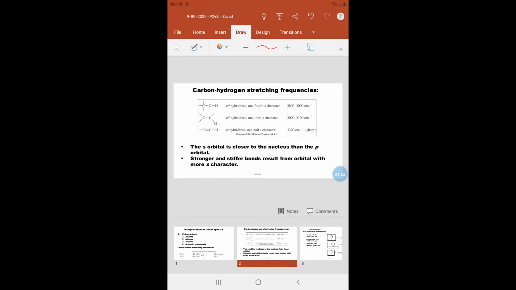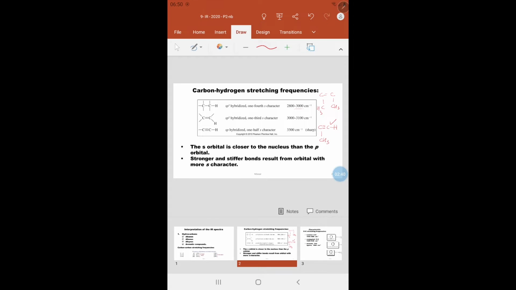Not symmetrical. What do we call that word? Terminal and internal. Okay, terminal and internal. So what I mean by this, when you have the terminal alkyne, you can see this CH sp. But when you have this internal alkyne, there is no CH sp. So depending on the structure of the molecule, from there you know what bonds are present.